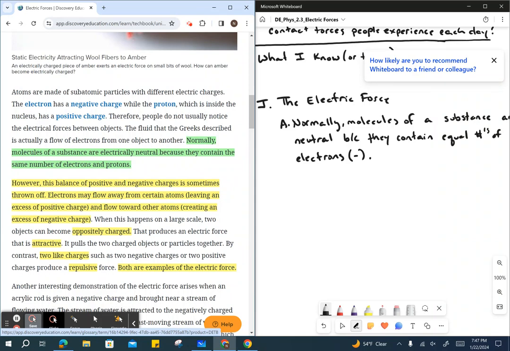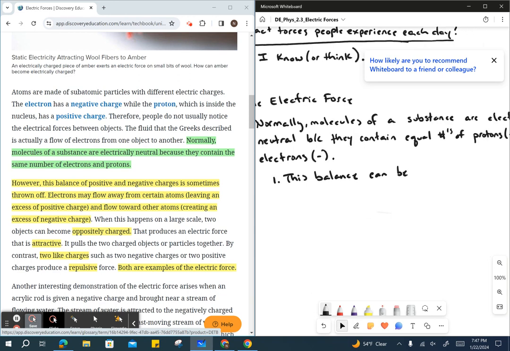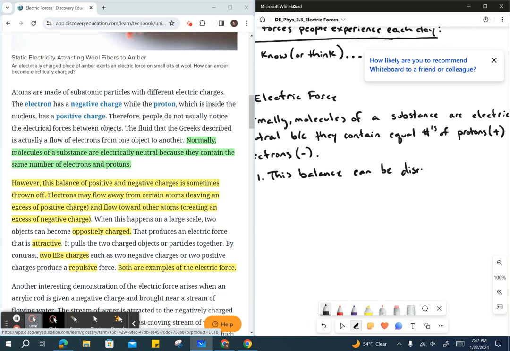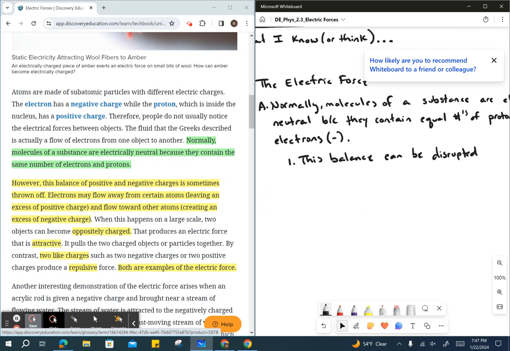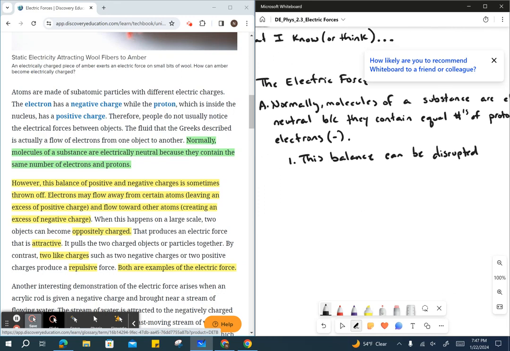Okay, so we're going to put down number 1 here. This balance can be disrupted, right? For example, what if you have a balloon, right?